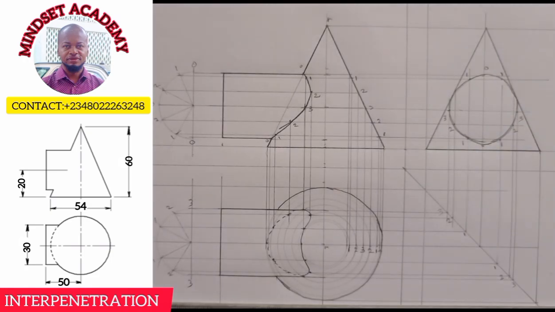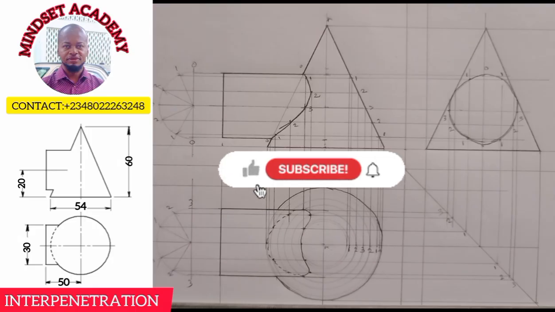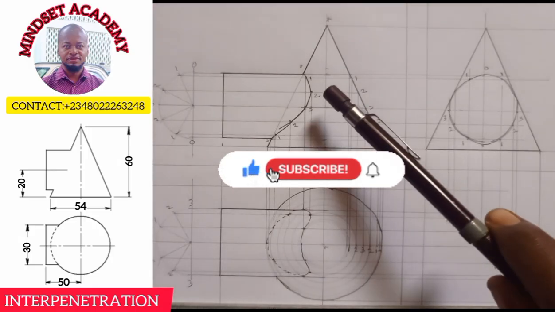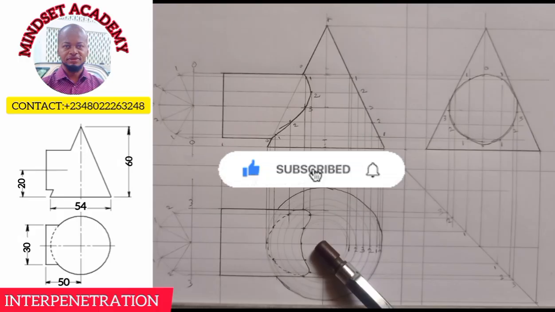Oh, good. So we successfully reproduced the figure that is displayed at the left-hand side of the screen in first angle projection, drawing the front elevation, the plan, and what? The end view.